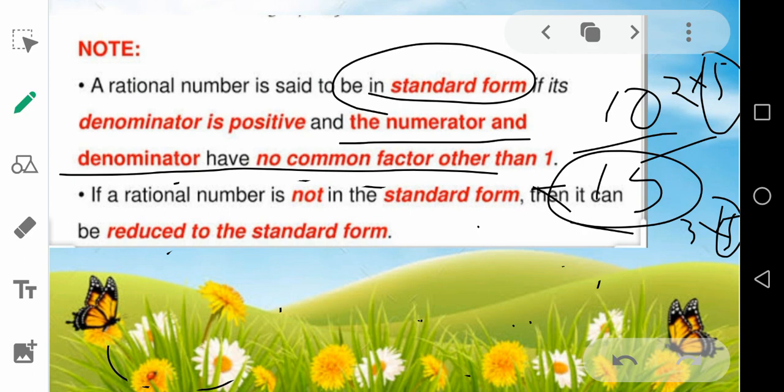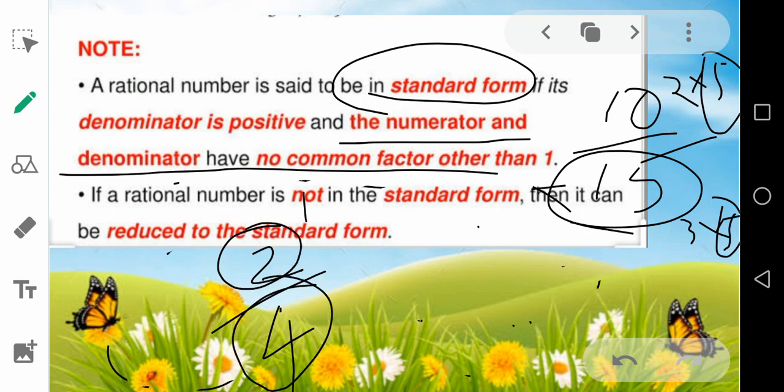If I am taking another one, 2 by 4, is this standard form? No. Why? Because this is in the 2 table, this is also in the 2 table. That is, this is 1 into 2, this is 2 into 2. That means this 2 is a common factor for both. So it is not in standard form.